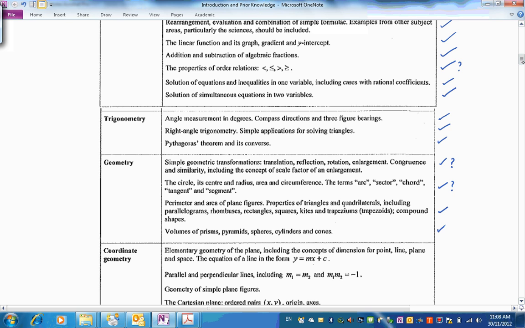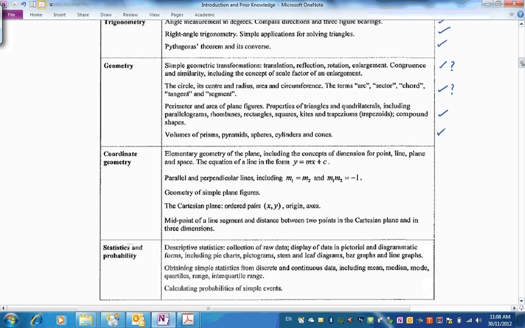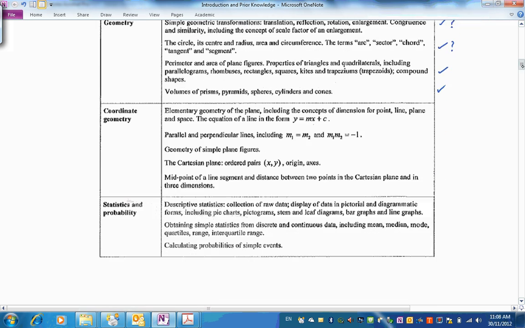Okay, so let's come down a bit then, just to finish this off then. So coordinate geometry, concepts of dimension for point, line, plane in space, equation, probably okay. Parallel and perpendicular lines, yes. Geometry of simple plane figures, parallelograms and stuff, probably yes. Cartesian plane, XY coordinates, yes. Midpoint of a line segment and distance between 2 points, year 9 and 10, should be okay.